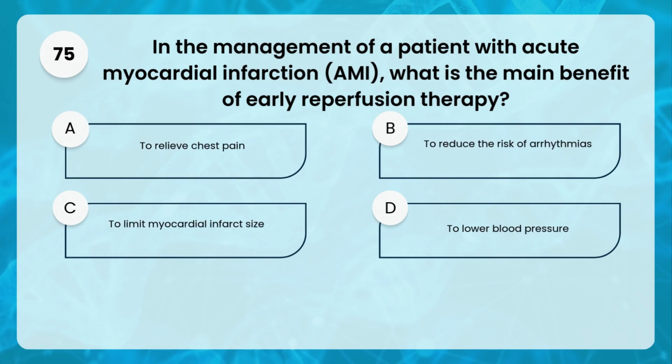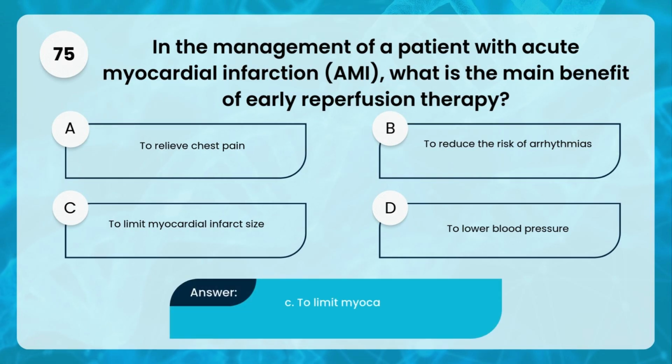Number 75. In the management of a patient with acute myocardial infarction, AMI, what is the main benefit of early reperfusion therapy? A. To relieve chest pain. B. To reduce the risk of arrhythmias. C. To limit myocardial infarct size. Or D. To lower blood pressure. The answer is C. To limit myocardial infarct size.